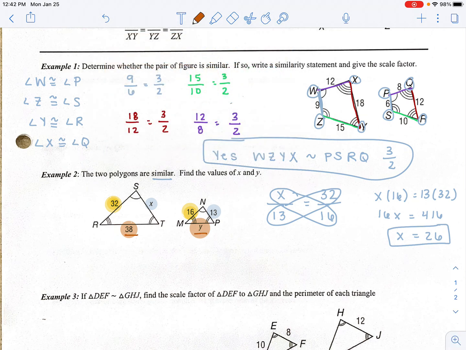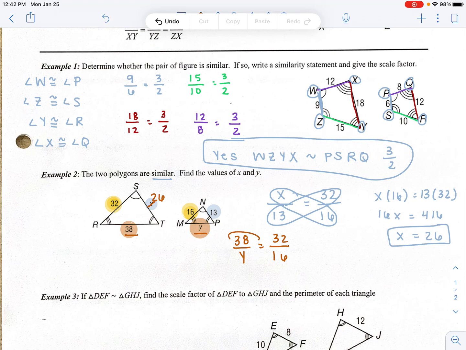We're going to do the same thing and try to find y now. Again, we know y, we've got the 38 and the y. So I've got 38 divided by y equals, again, we want to find two sides that are going to be the same. So we could use our 26 now because we know that this is 26. So we could say 26 over 13 over here, or we can use the same one as before. So we can use that 32 over that 16.